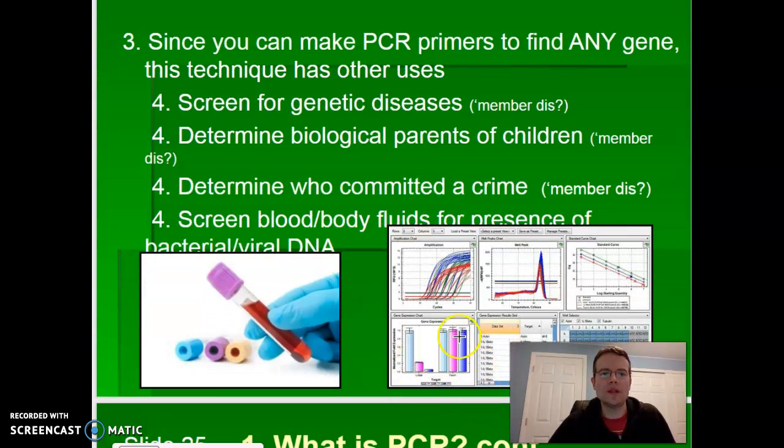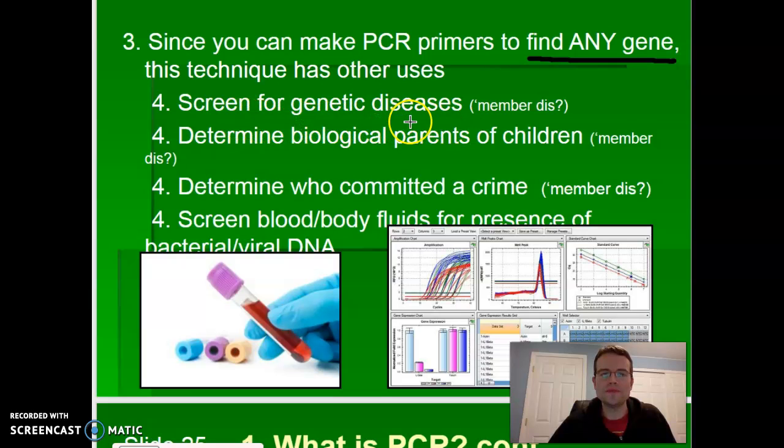So why in the world would we want to do PCR? Well, we want to do PCR because, again, we're going to copy a bunch of DNA to use for research, but we're going to focus on this idea of finding any gene. So my pictures hide the text a little bit, but I think you can still see what's going on. It allows us to screen for genetic diseases.